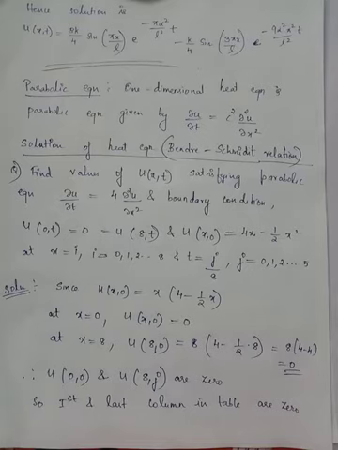Find the values of u of x,t satisfying the parabolic equation dou u by dou t equal to 4 times dou square u by dou x square, and the boundary conditions u of 0,t equal to 0, which is equal to u of 8,t, and u of x,0 equal to 4x minus half x square at x equal to i, where i ranges from 0 to 8, and t is equal to 1 by 8 times j, where j ranges from 0 to 5.